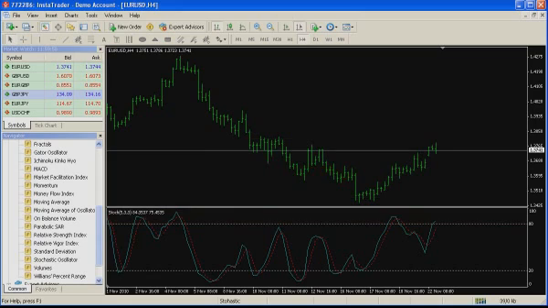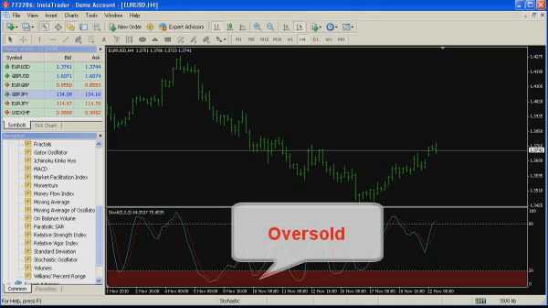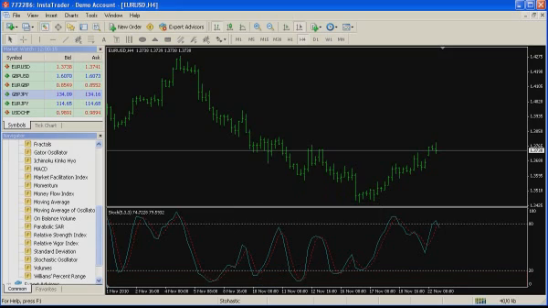A zone below level 20 is an oversold zone. If the stochastic main line is located below this level, it means that the market is oversold, and there is a probability of deceleration or the end of a downward movement with the following turn upward.